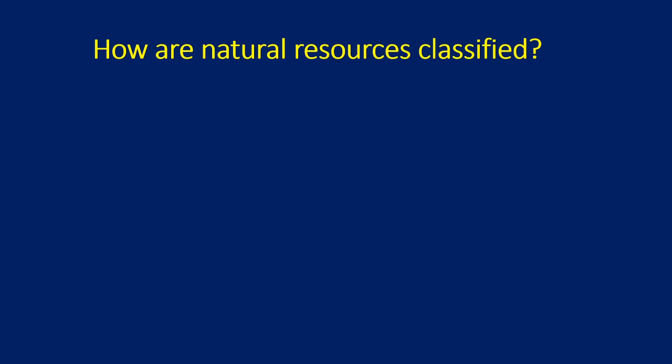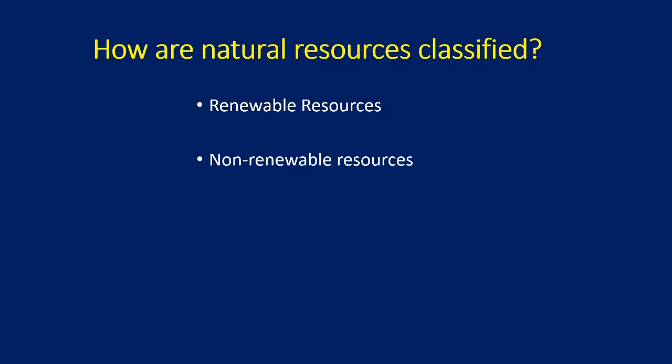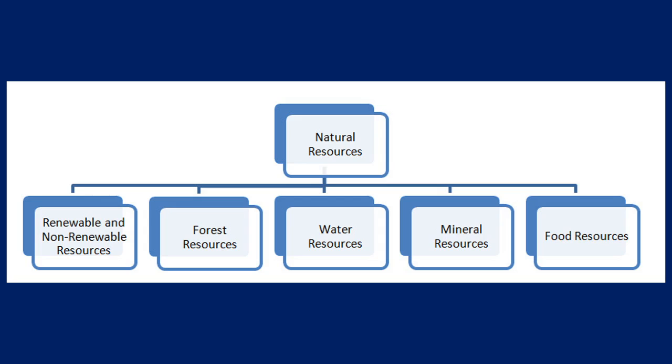Now, the question comes, how are these natural resources classified? First, they are classified as renewable resources. The second category is non-renewable resources. And the third one is inexhaustible resources. So we will look into each one of the categories and understand what they mean and what are the examples for each one of them.